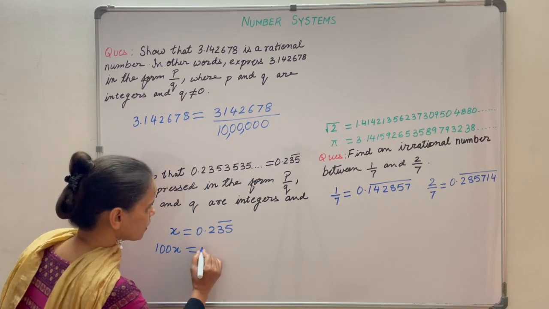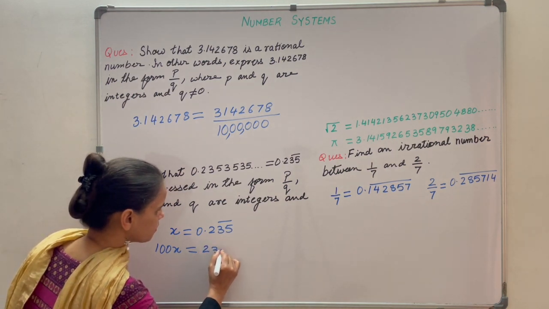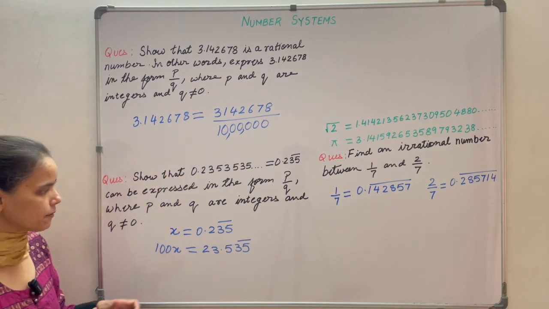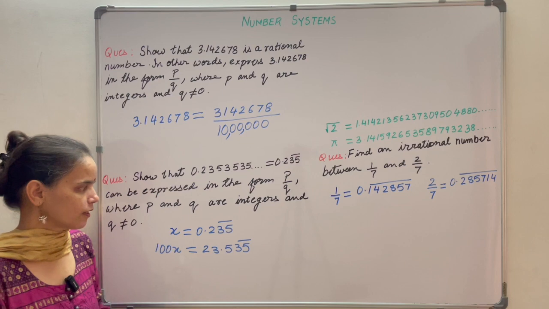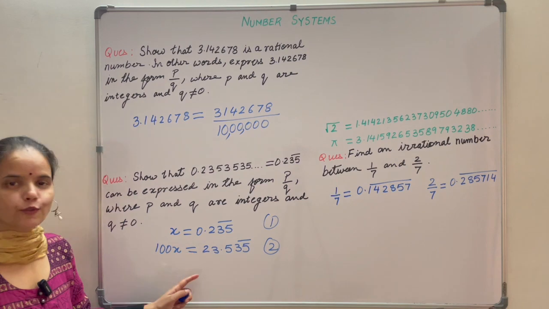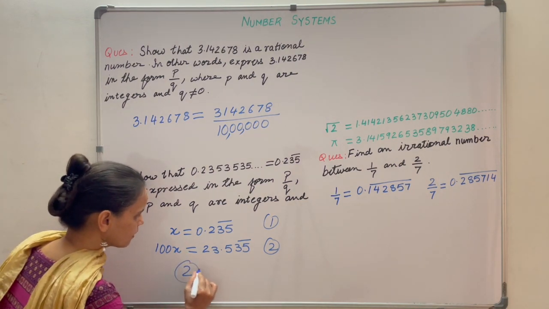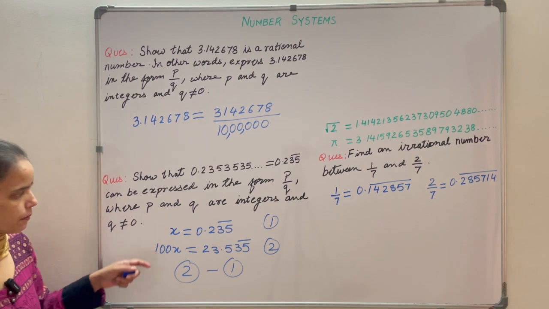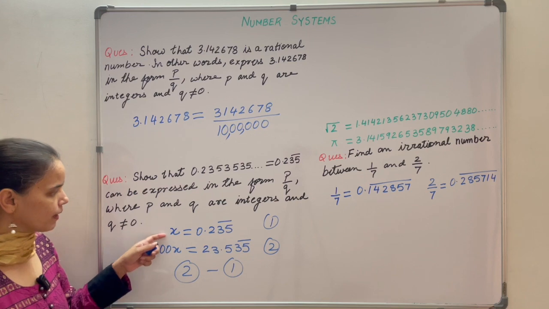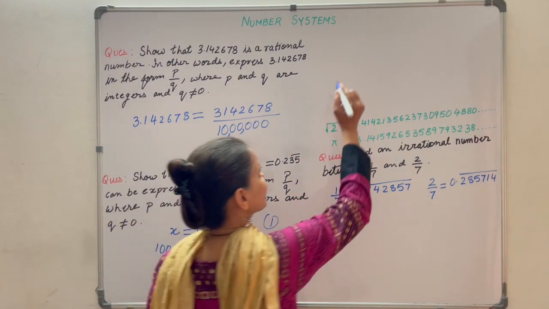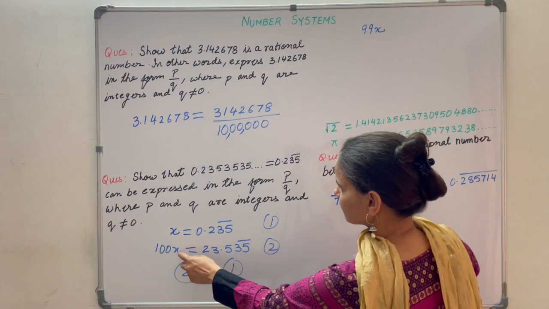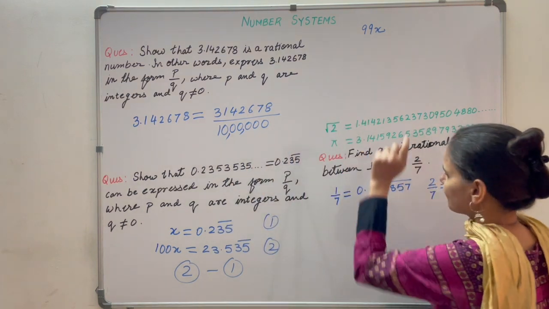So let us write it down. This is 23.535 bar. So when you multiply by 100, you will get this number. Now we are going to subtract 1 from 2. We will subtract the left hand side from left hand side and right hand side from right hand side. So 100x minus x, what will you get? 99x. So when you subtract x from 100x, you get 99x.